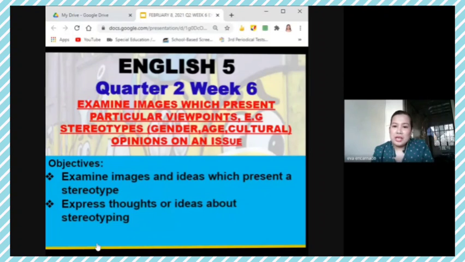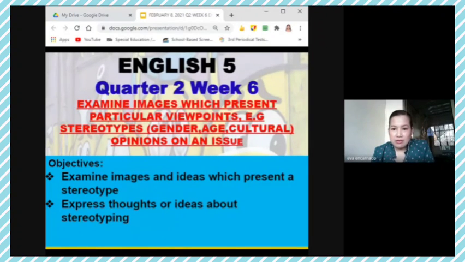So class, we are now in quarter 2, week 6 of our lesson. Our topic for today is about examining images which present particular viewpoints, examples, and stereotypes. Types or kinds of stereotypes are gender, age, and cultural opinions of an issue. So we have two objectives: examine images and ideas which present a stereotype, and express thoughts or ideas about stereotyping.